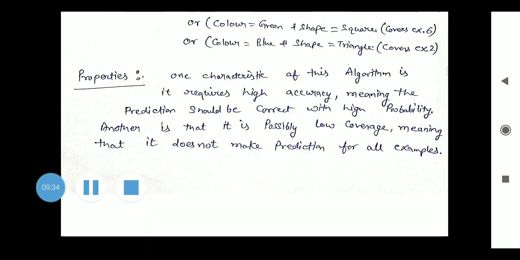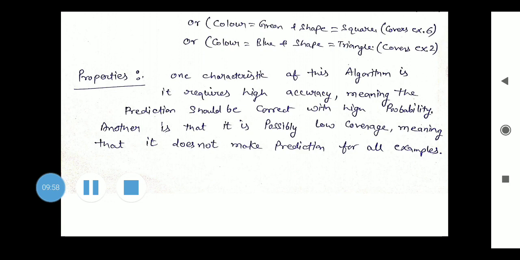The sequential covering algorithm requires high accuracy and low coverage. This is the property of the sequential covering algorithm. One characteristic is that it requires high accuracy, meaning the prediction should be correct with high probability. Another is possibly low coverage, meaning that it does not make predictions for all examples.